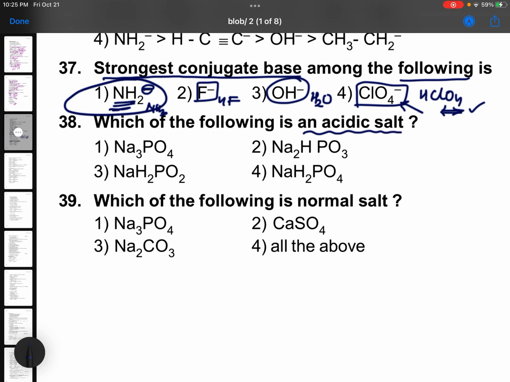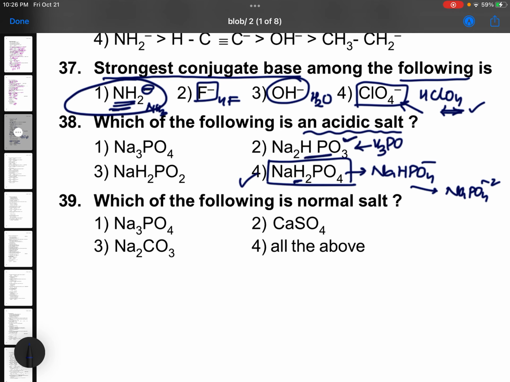Which of the following is an acidic salt? Acidic salt means it must be able to release one proton. See, it can release: NaHPO4 minus, it can even release NaPO4 minus 2. That means it still has 2 hydrogens. So this is an acidic salt. You can ask why not this one? Because it is actually coming from H3PO3. H3PO3 is a dibasic acid. Already 2 gone, so it can't.